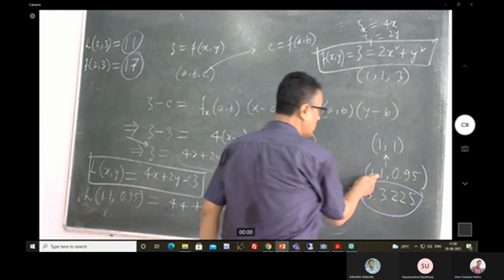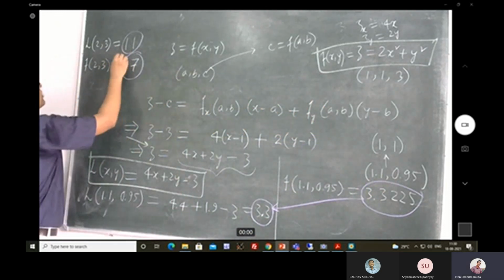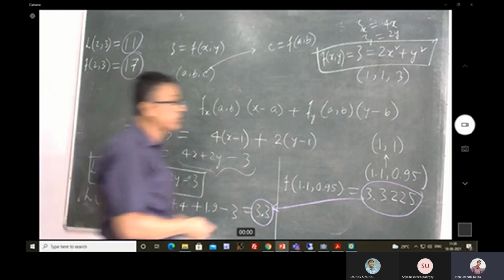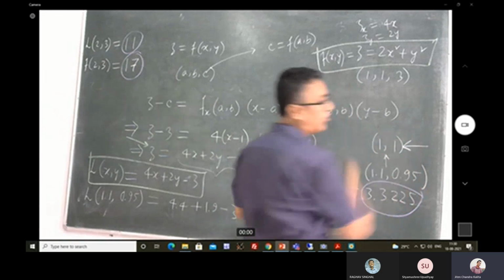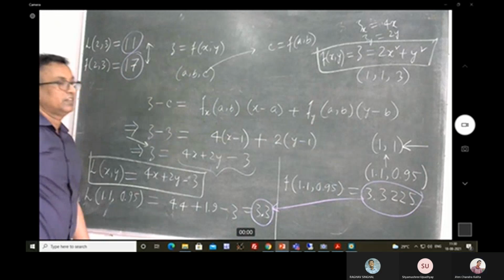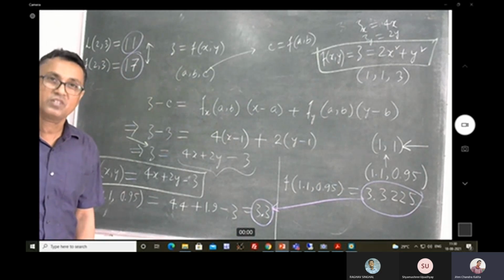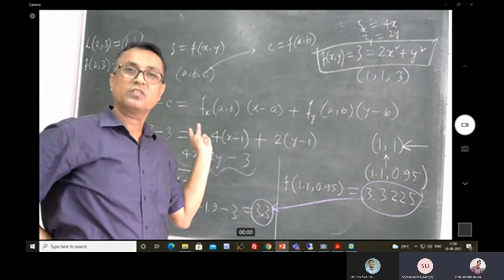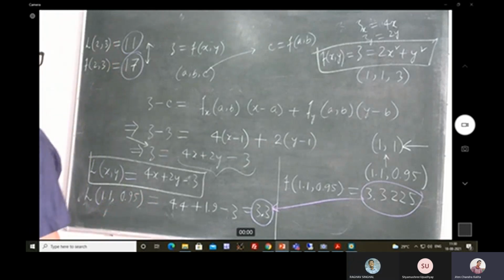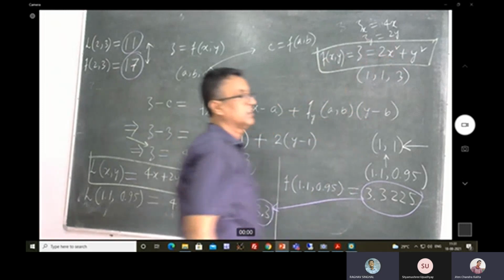At the point (1.1, 0.95). But as you take the point (2, 3), in fact, the point (2, 3) is a bit away from the point (1, 1). Then you can see that the difference between them has deviated, right? Is it okay? Are you comfortable with the observation? Right?